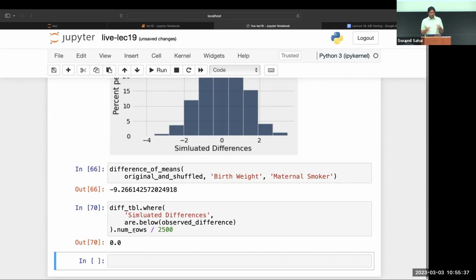A question for you guys: based on this, can we conclude that smoking causes the babies to weigh less? Who thinks it implies that based on our analysis right now? And who thinks it doesn't imply that? Okay, and for someone who thinks it doesn't imply that, why is that? Why can't we conclude this? Yeah, so it shows maybe there's an association, but not really causal. And why is that though? Why can't we conclude causality?